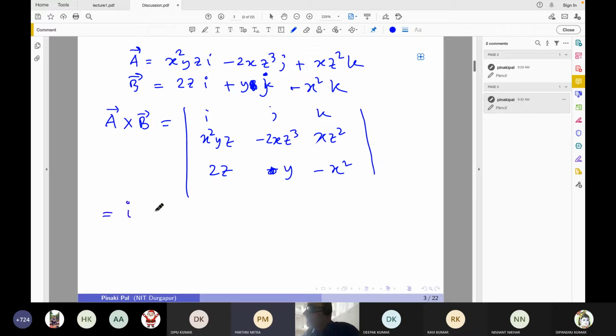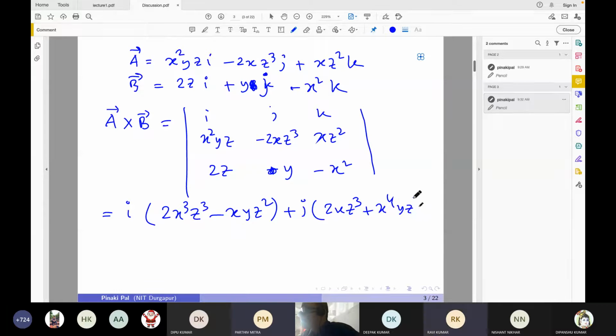So i into this 2x cube yz cube minus xyz square, this is the first component, and then j into 2xz minus cube plus x to the power 4 yz, plus k into x square y square z plus 4xz to the power 4. Okay, so this is my vector.